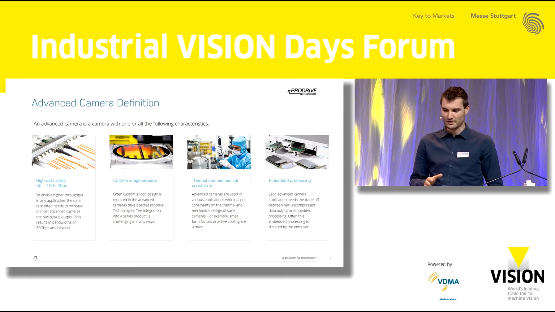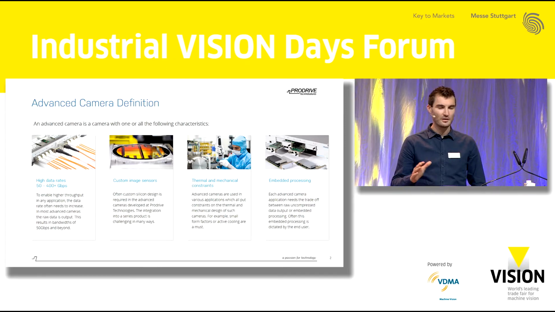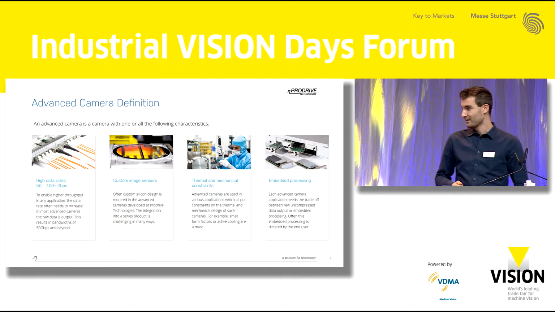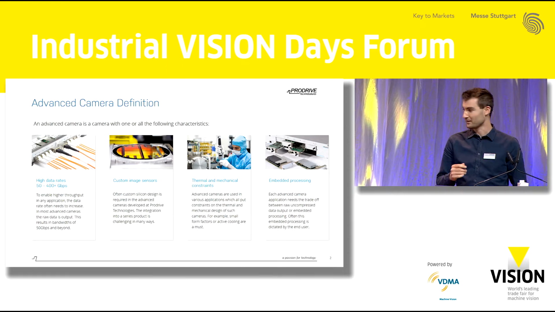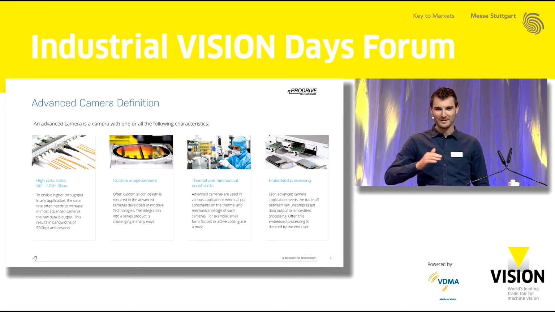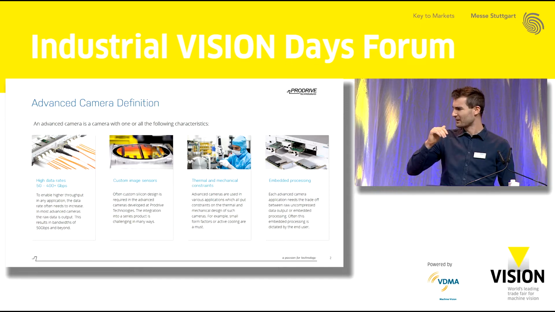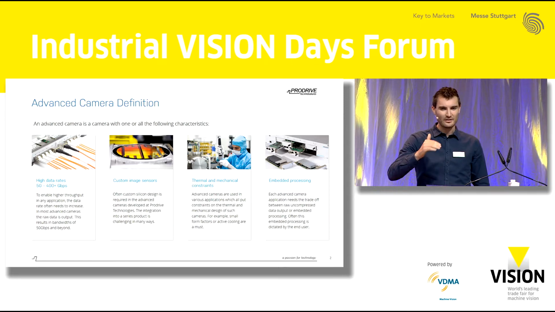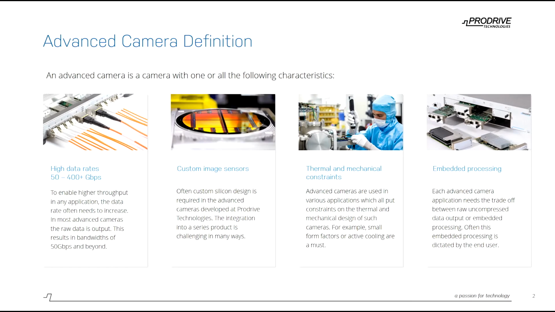So here I present the 4 pillars that we use as a definition for these cameras, starting with high data rates. I saw in the presentation from Teledyne FLIR that the top level was somewhere at 7 gigabytes per second. That's roughly where we start. We are in the range here of 50 to 400 or even higher gigabits per second. That's massive data, and I'm going to try to explain a bit later in this presentation how we are solving that.